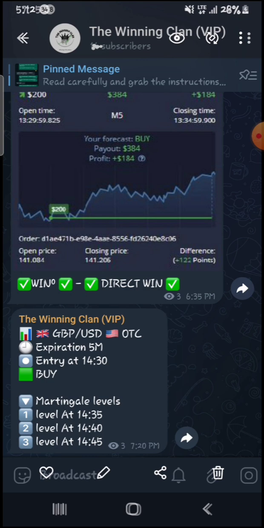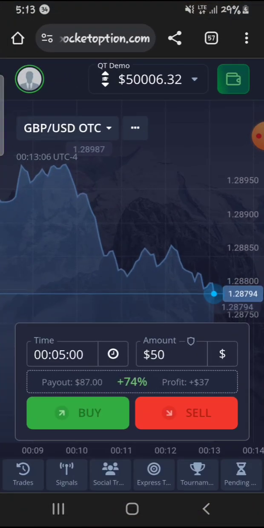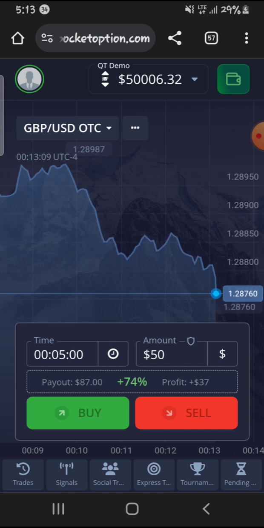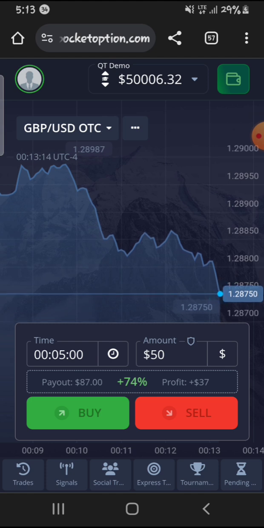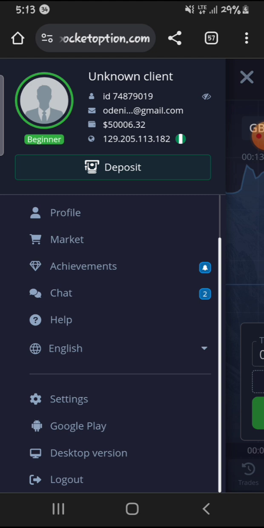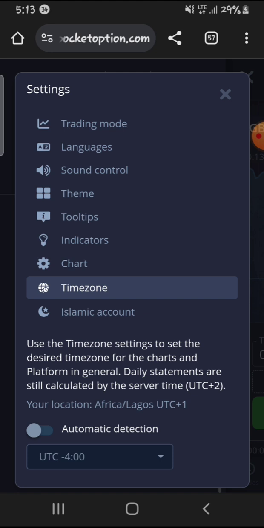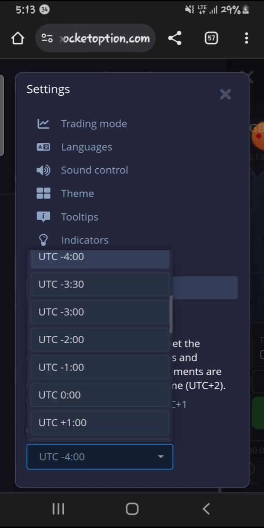It says entry at 14:30. Now listen to this carefully. I forgot to mention this while telling you how to set up your account. The market you are trading is not a Nigerian market. It's a US-based market, or I don't know the country that formulated this particular binary option, but the binary market is majorly the US market. So in order to use the time frame there, we have to change it to the American time zone. How do we do that? Just come down to your icon, go to settings, then from settings go to time zone, and see, this one is already on UTC -4.